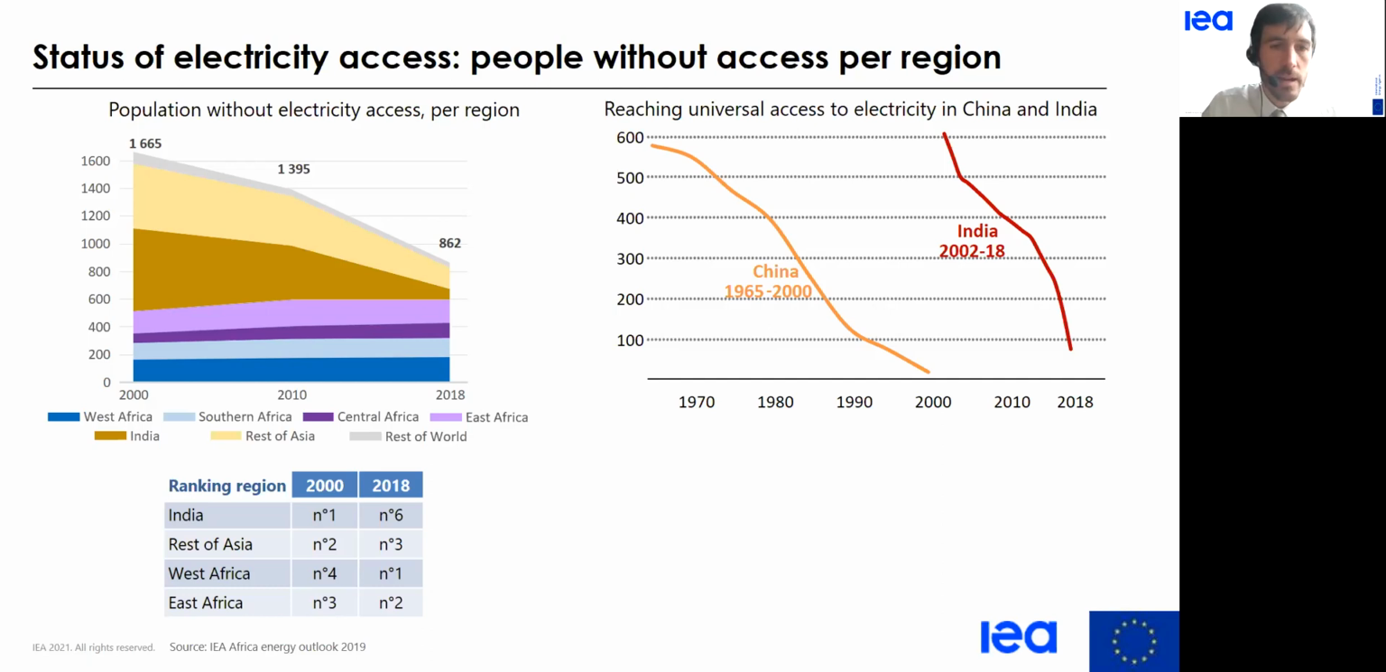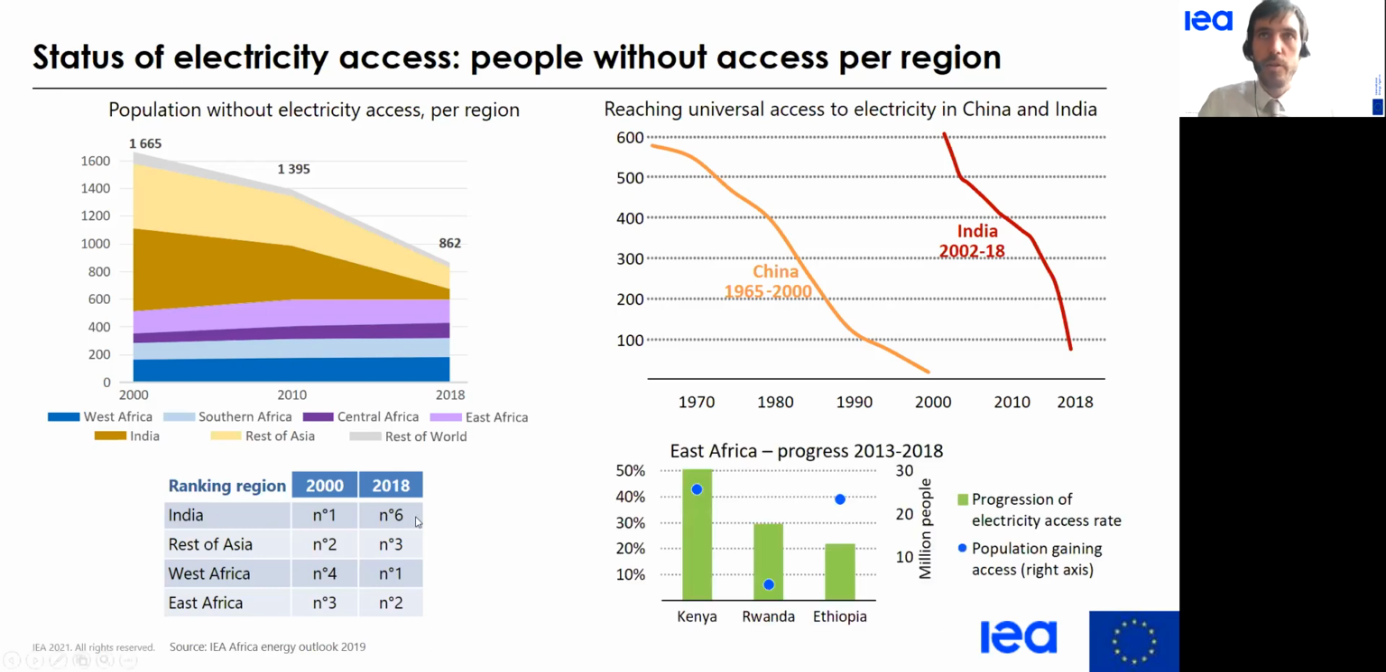And looking a bit more at the rest of Asia, that concentrated many people without access at the beginning of the century, you had Bangladesh and Indonesia with 100 million people each without access in year 2000, and that has come down to 20 and 5 million people respectively recently. In the rest of Asia, you still have countries with large populations deprived, like Pakistan or Myanmar, but the trend is really to be reaching universal access by the end of the decade.